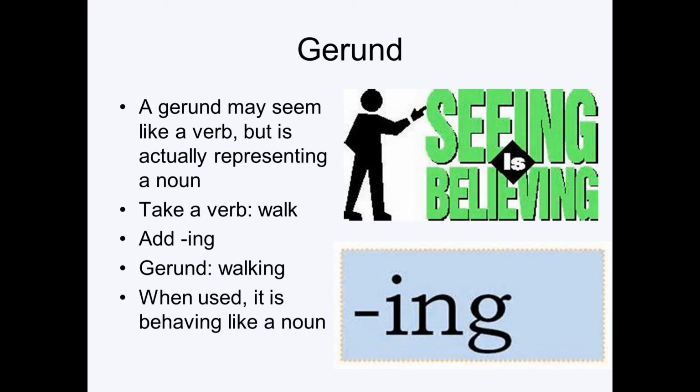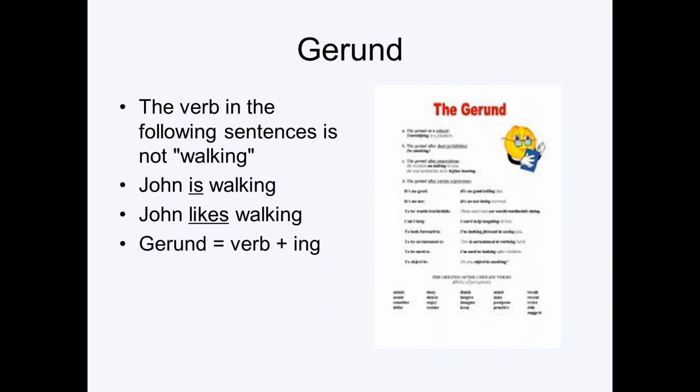So we'll take a verb like walk, and we're going to add ing, and the gerund is walking, because when we use it, it is behaving like a noun. The verb in the following sentences is not walking, right? John is walking. Is is the verb. It's an auxiliary verb. John likes walking. Again, walking is not the verb. Likes is the verb. So a gerund is a verb plus ing. Once we do that, we're treating it more like a noun.